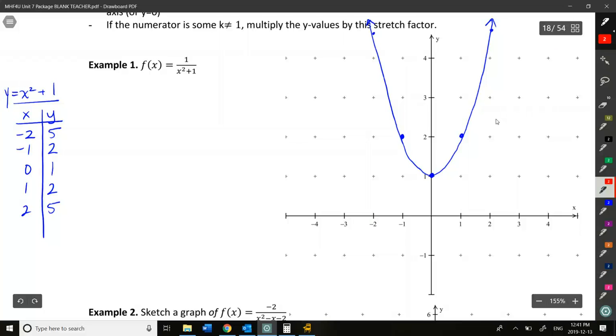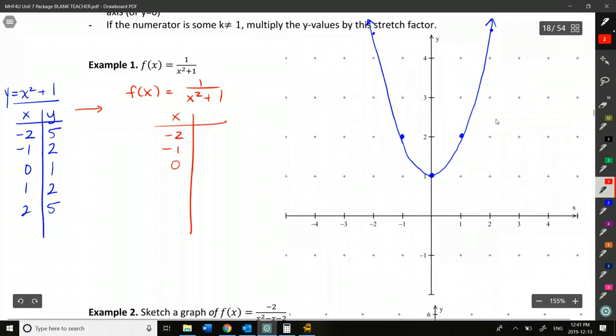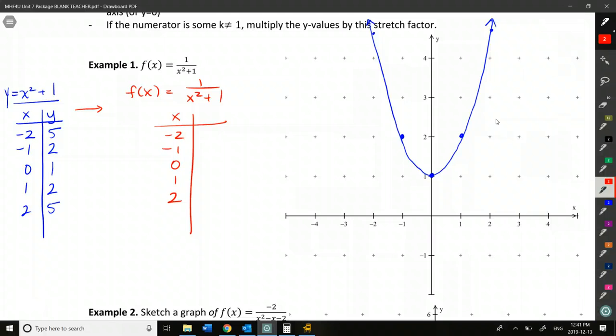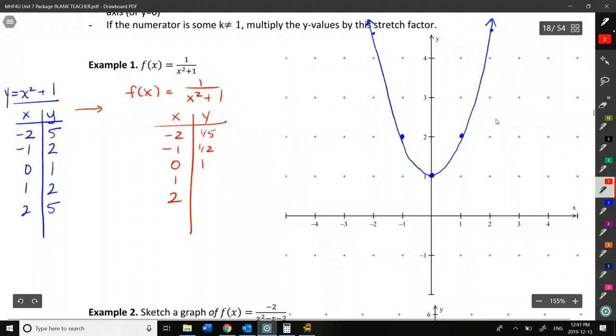Okay, so in order to get the f of x function, 1 over x squared plus 1, we're going to keep those x values that we started with. But now what I've done to the function is I have flipped it. So I'm going to take all my y's and I'm going to reciprocal them. So my y's for f of x are going to become 1/5, 1/2, reciprocal of 1 is 1, and then 1/2, 1/5.